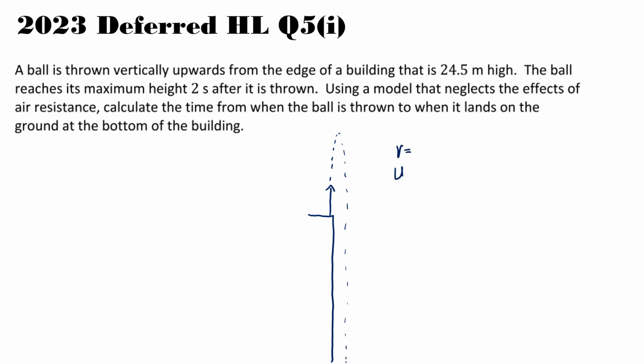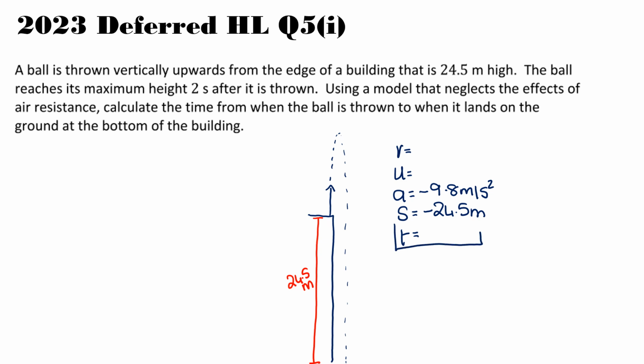So if we went straight to our VUAST like we did in the last question, we've got our s, which is minus 24.5 meters, because that was the height we were told in the question of the building. The reason it's negative, as before, is that it's below where we've thrown it. Because initially that was thrown up, our gravity will be minus 9.8 meters per second squared. We want to find the time. But what you'll notice is we haven't been given an initial velocity.